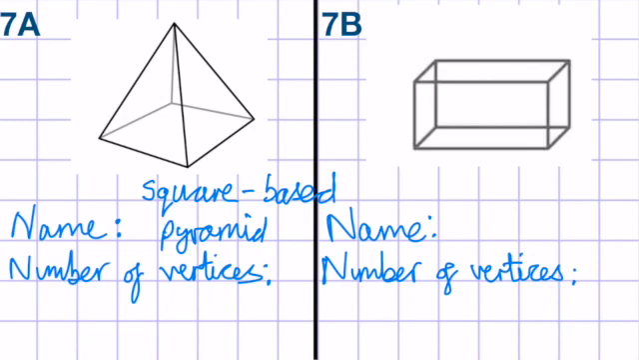And now we need to work out how many vertices it has. So I'm actually going to mark the diagram. 1 there, 2, 3, 4, 5. And 7b is a cuboid. And let's count the vertices. 1, 2, 3, 4. And it's the same on the other side. So 4 add 4 is 8.